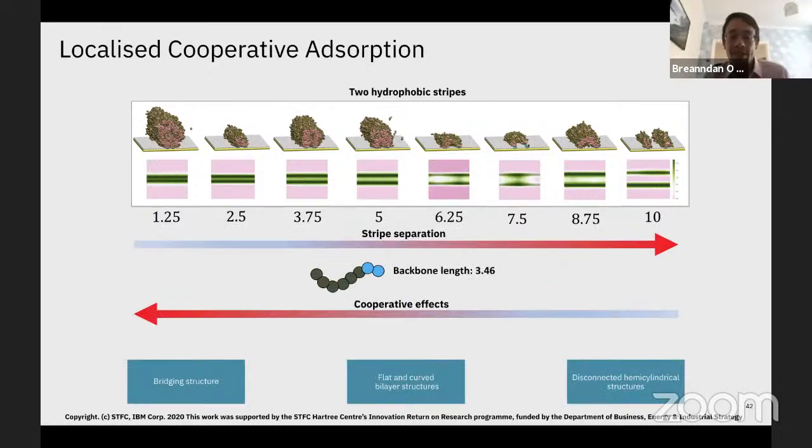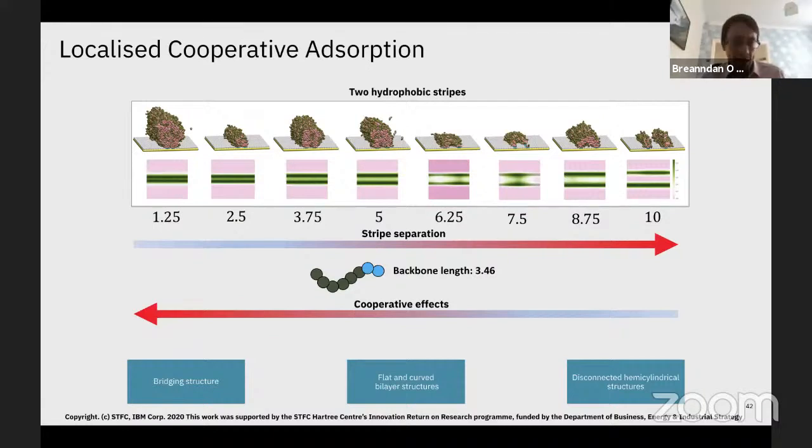Nevertheless, qualitatively, we do consistently see similar trends. For example, on the left-hand side, for very close separations, we tend to see predominantly cylindrical absorbed micelle structures, which clearly bridge over the repulsive hydrophilic domain between the two attractive hydrophobic stripes. And on the very right-hand side, at very wide separations between the stripes, we see two disconnected or independent hemicylindrical micelle structures. And then in between those two extremes, we see quite a rich and complex morphology of both flat and curved bilayer structures.